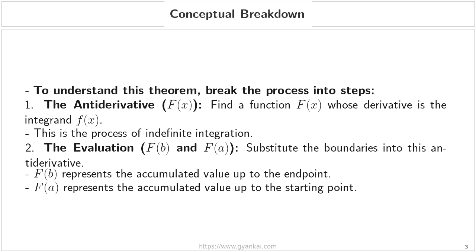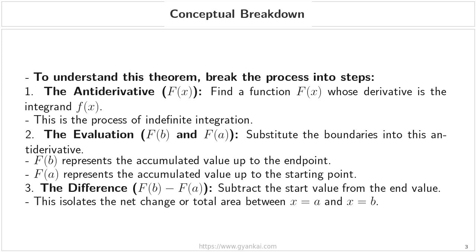Next, the evaluation, finding F of b and F of a. Once we have that antiderivative, F of x, we substitute in the limits of integration. B is our upper limit, and a is our lower limit. Think of F of b as the accumulated value of the antiderivative at the endpoint of our interval, and F of a is the accumulated value at the starting point. It's like finding the height of the antiderivative at both ends of the area we're interested in.